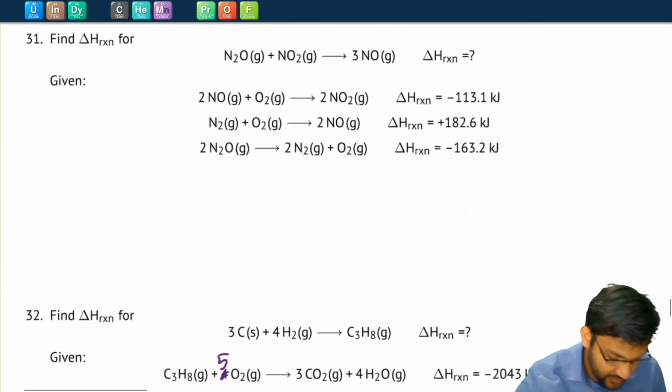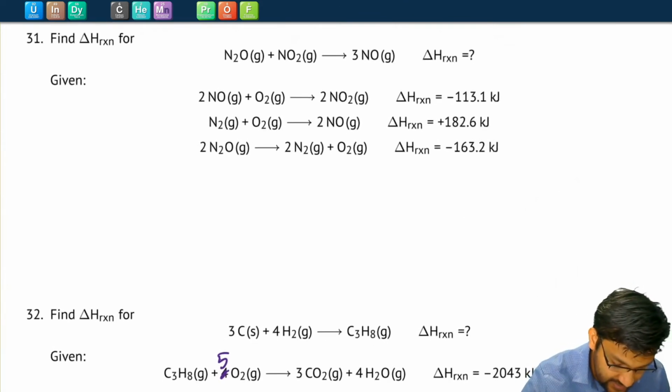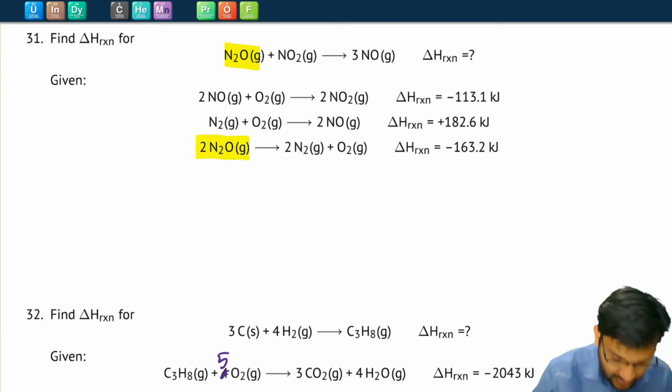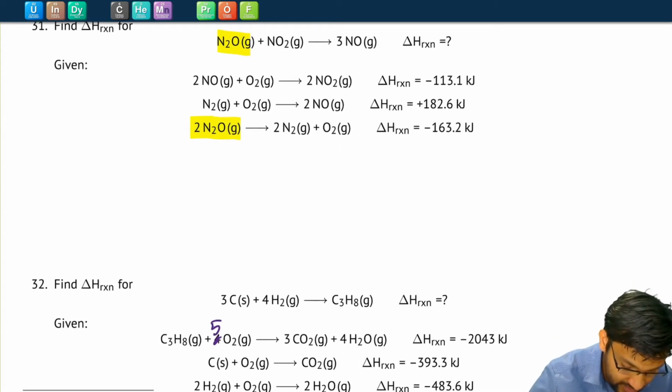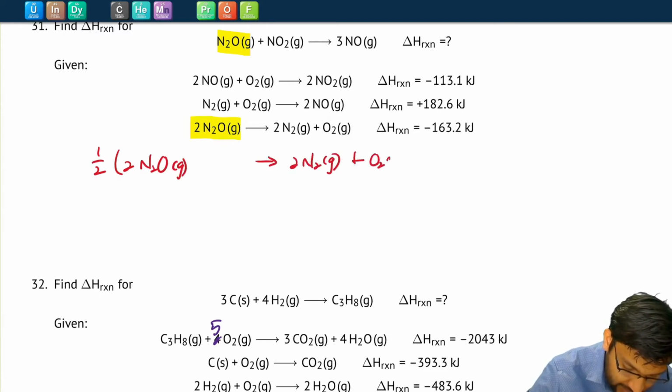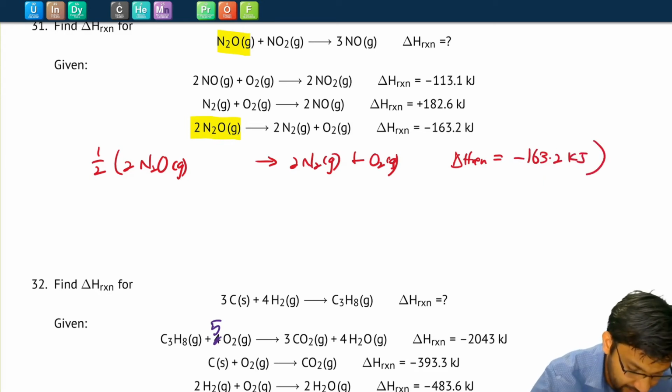Okay, let's look at number 31. We need to write the sum of these various equations. So let's look at the first one. We know that we need N2O as one of our reactants, and the only way we can get that is from this reactant right here, but we need half of them because we only need 1 mole. So it's half of 2N2O gas going to give us 2N2 gas plus an O2 gas, and so the delta H for that reaction is negative 163.2 kilojoules. All of that needs to be multiplied by half though.